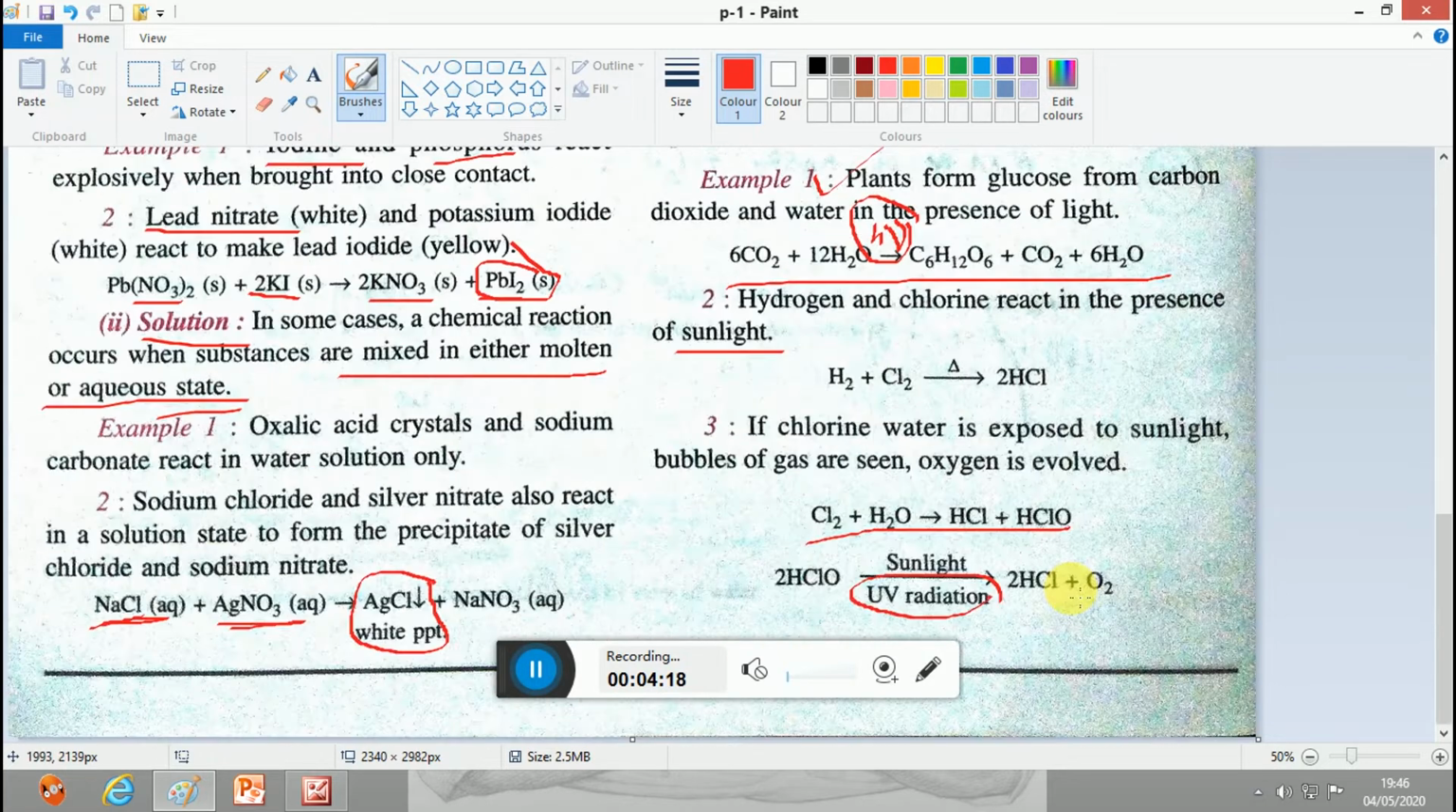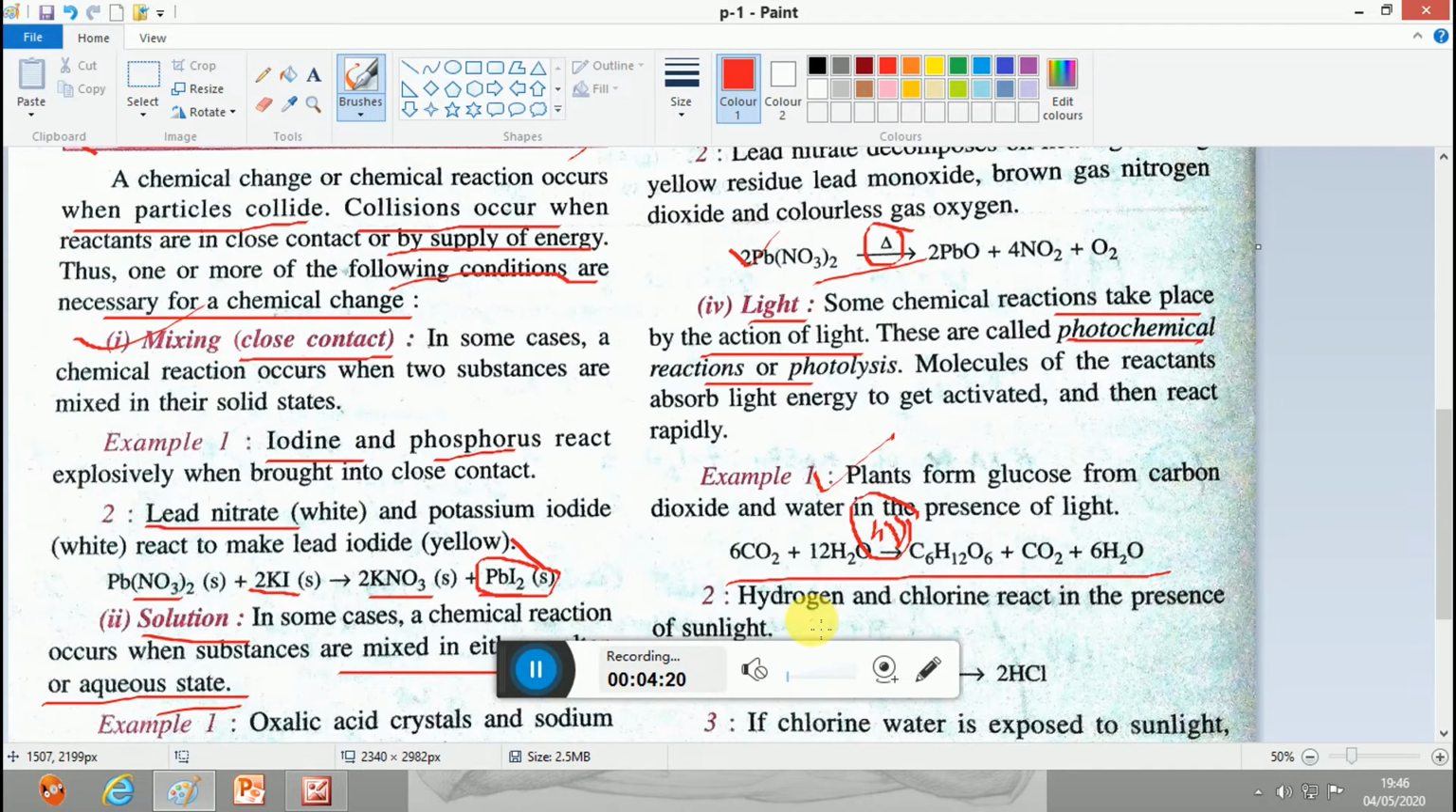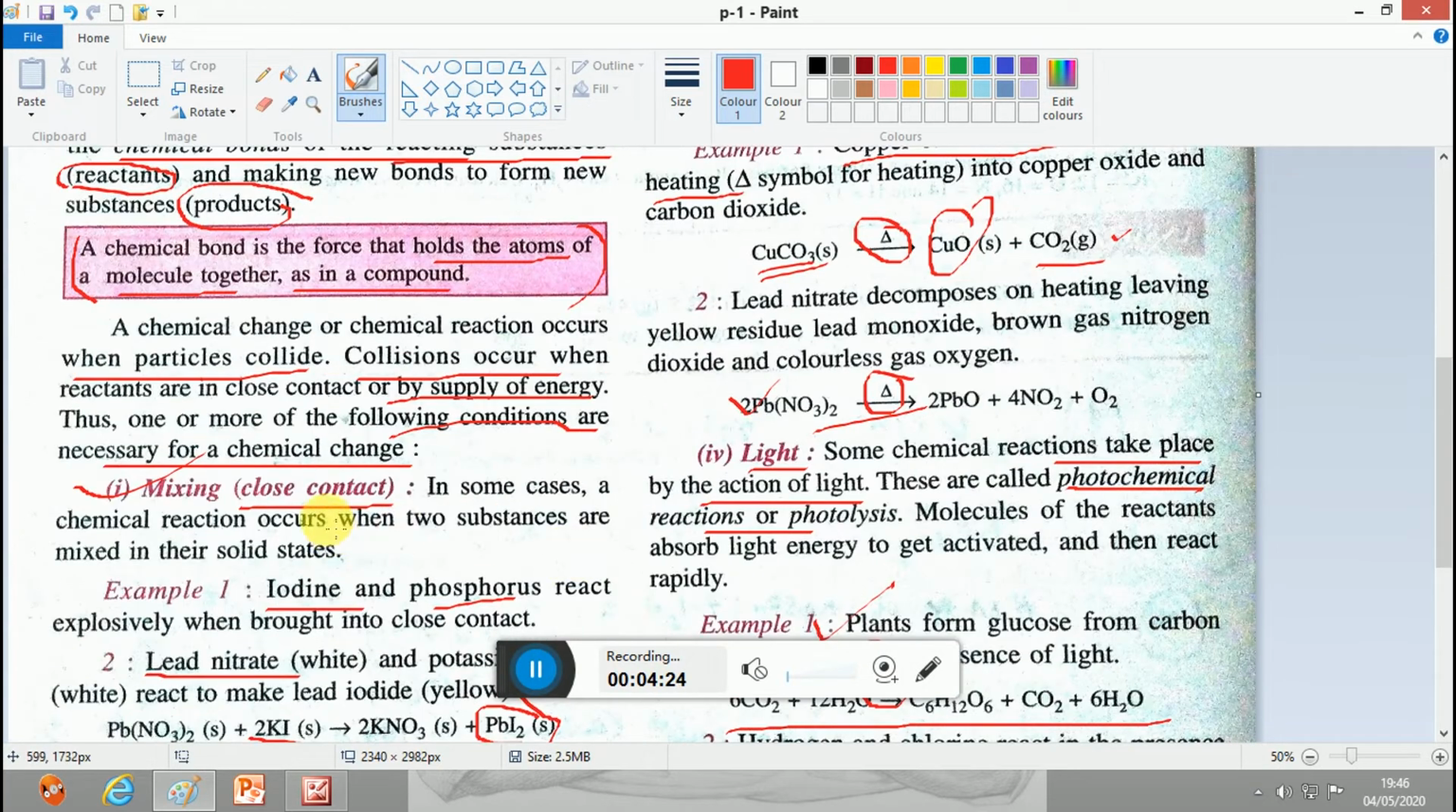So you have observed that a few conditions are necessary for a successful chemical reaction. The main point is the effective collision to produce new chemical substances.